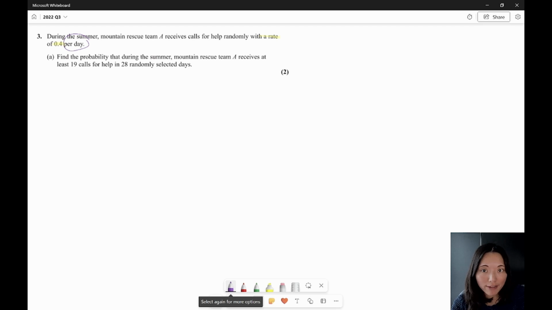Quite often when we are given a Poisson distribution, the time period changes. In the first paragraph, we've got per day. In part A, we've got 28 randomly selected days. Therefore, we need to convert the parameter, or the mean value, from 0.4 to something that's suitable for 28 randomly selected days. So let's answer part A together.